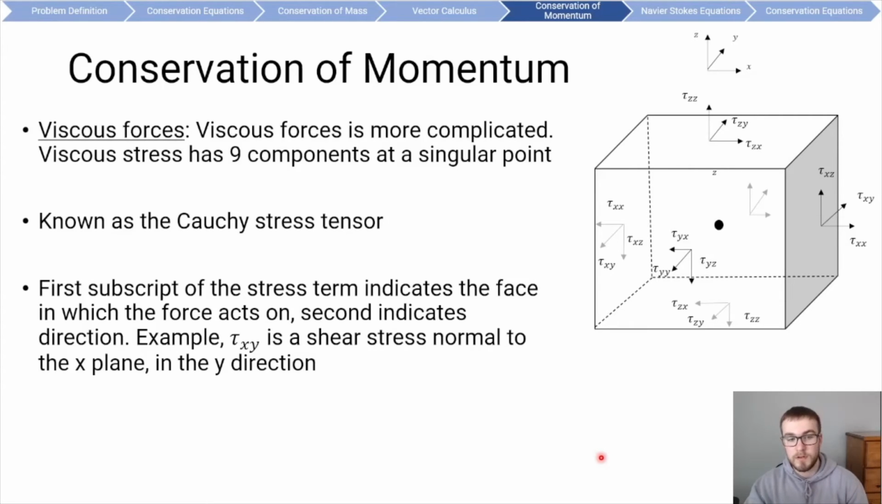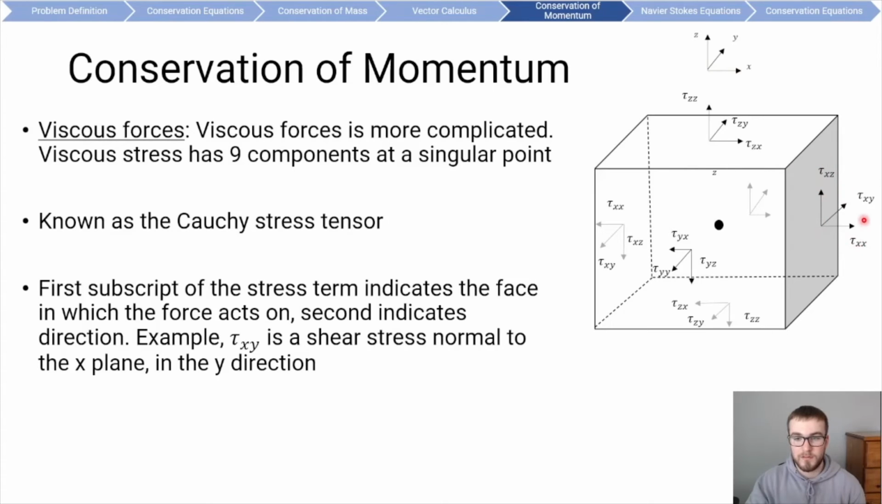But I can describe the subscripts of these terms here to help you understand a little bit more where these terms come from. Taking a look at one component here, the tau xy component, the first subscript indicates the surface on which the force acts, and the second subscript indicates the direction in which it acts. Since the first subscript here is x, that describes that the viscous stress acts at a surface normal to the x direction.